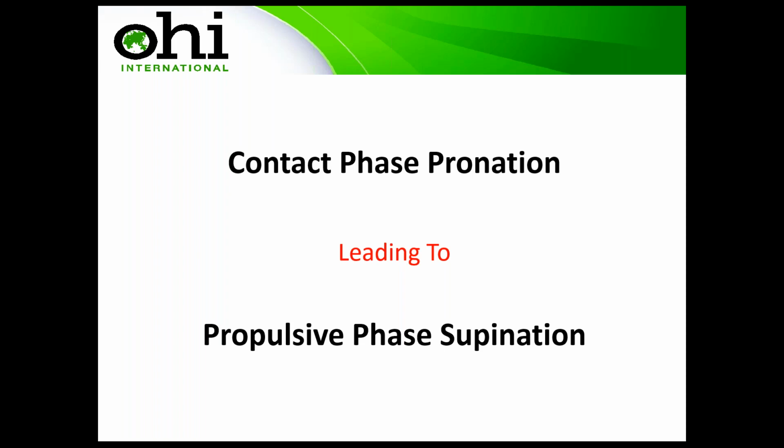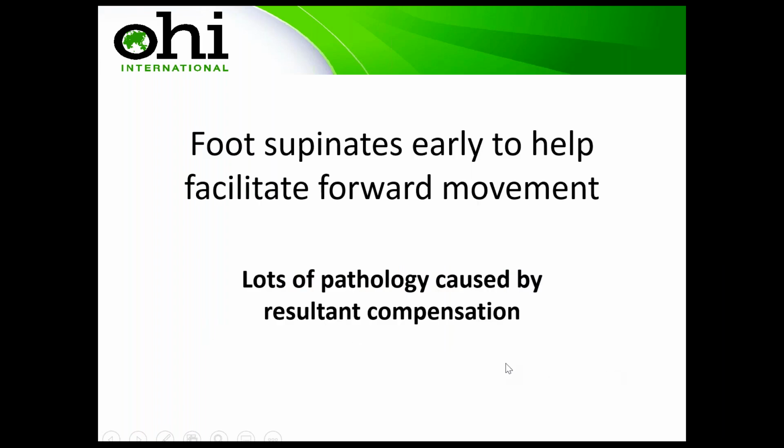What we want to do, the most common foot type is a functional hallux limitus, which is a hypermobile first ray. The first ray hits the ground, it elevates. As it elevates, it stops the big toe bending, and then we have to generate forward propulsion by externally rotating rather than by rolling through the first MTP joint. That's a problem, okay? So propulsive phase, resultant compensation. The foot supinates early to facilitate forward momentum or forward movement. So lots of pathology caused by resultant compensation.